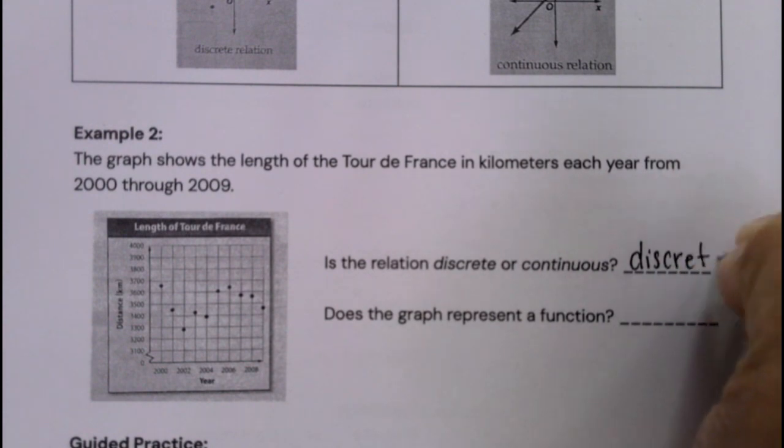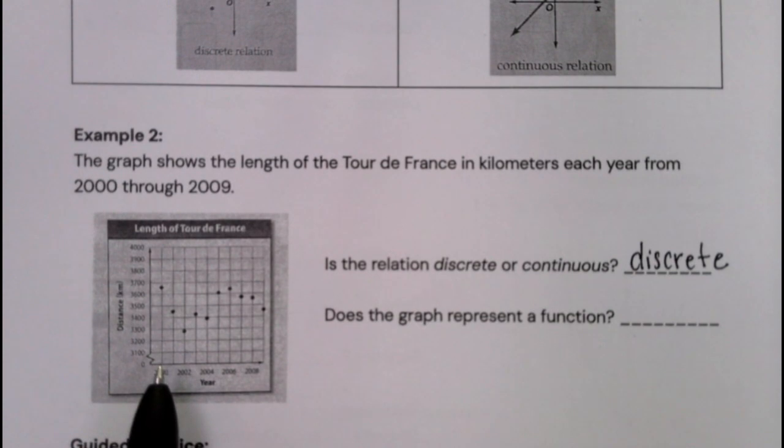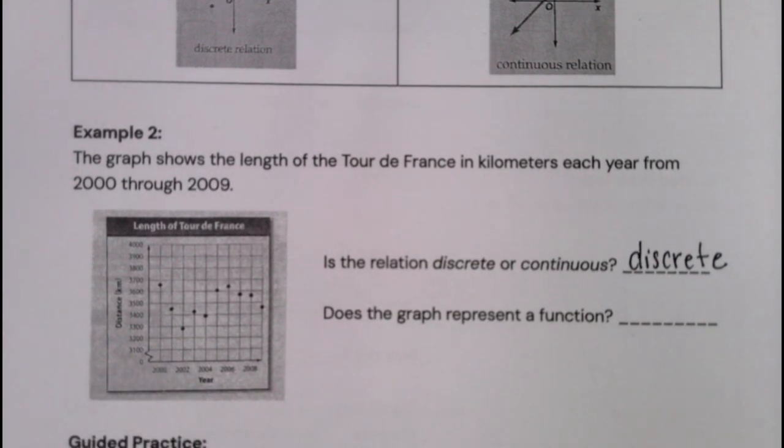Because if we look at this by year, if this is the year 2000, and this represents 2001, I'm not going to have a point in between those. They didn't run the Tour de France in the year 2000 and a half, right? That doesn't make sense. And so it has to be discrete. They measured it in 2000, then they stopped. Then they measured it in 2001, then they stopped. So think about that. Does it even make sense to be in the middle?